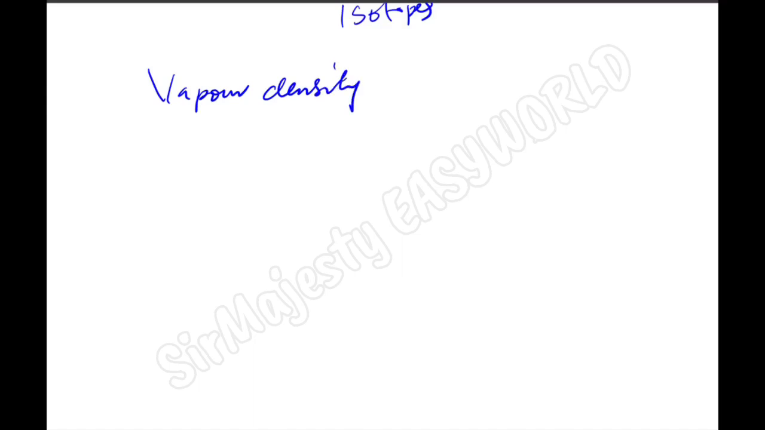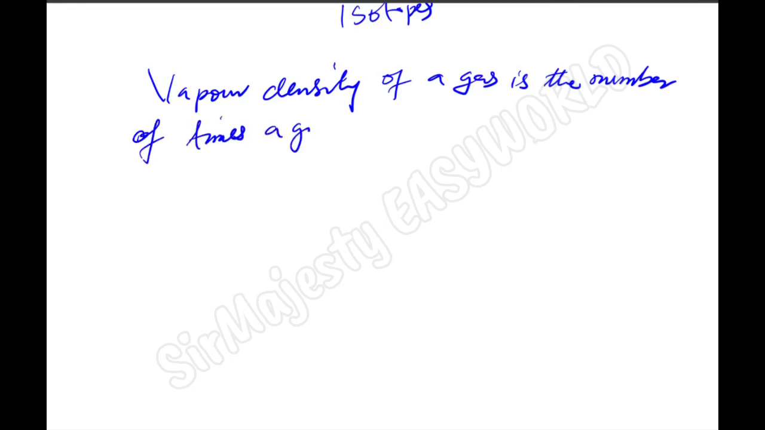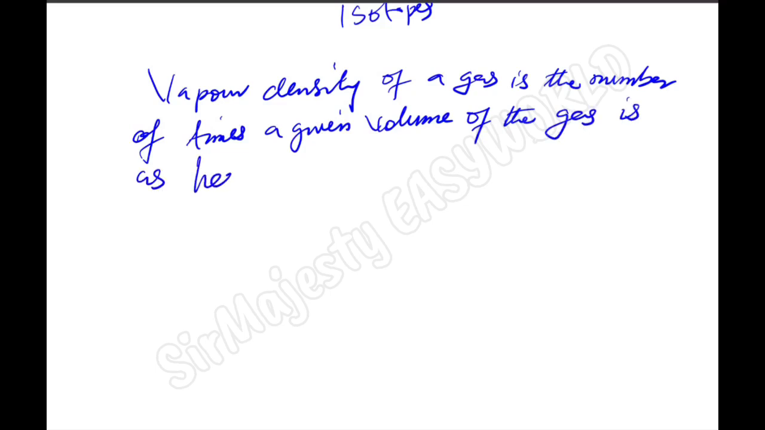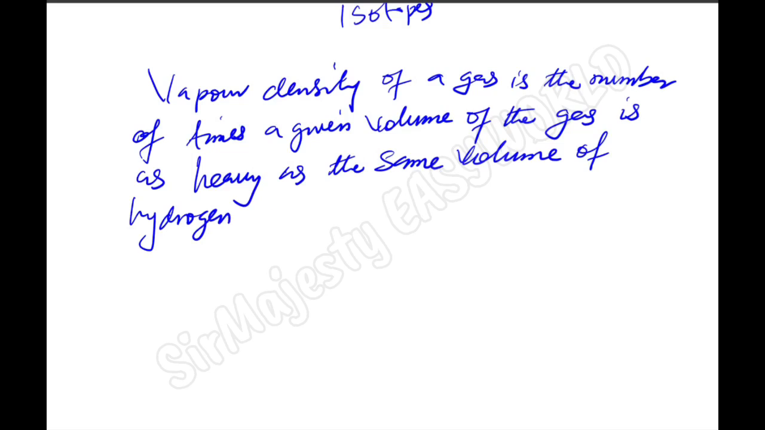Vapor density of a gas is the number of times a given volume of the gas is as heavy as the same volume of hydrogen gas. So hydrogen is our reference point.